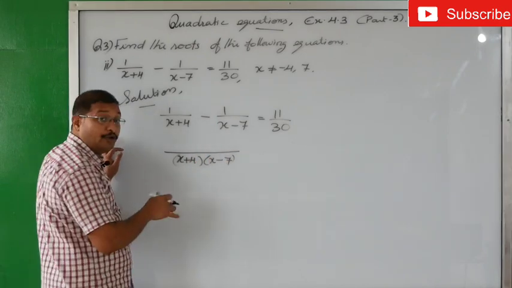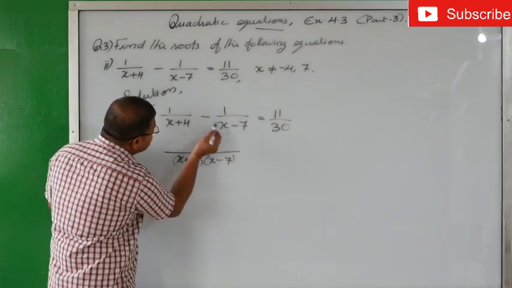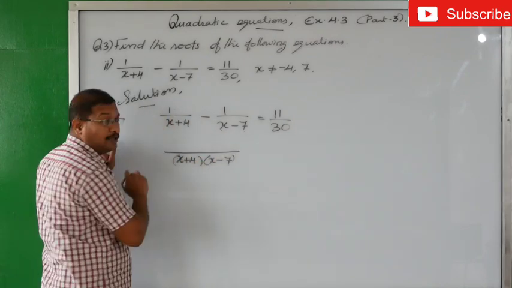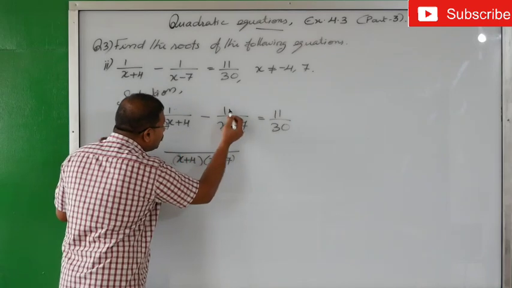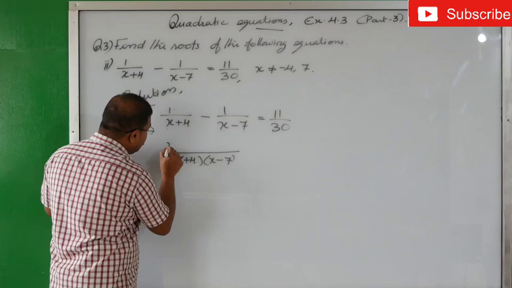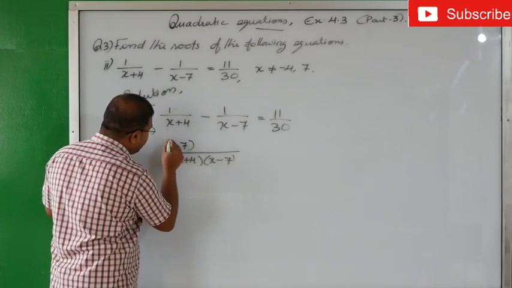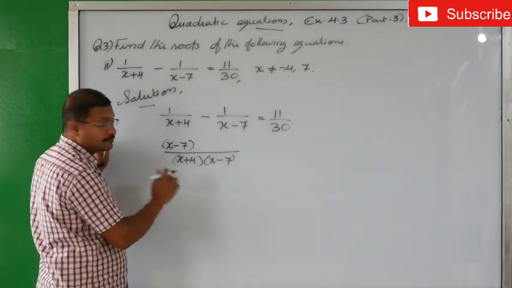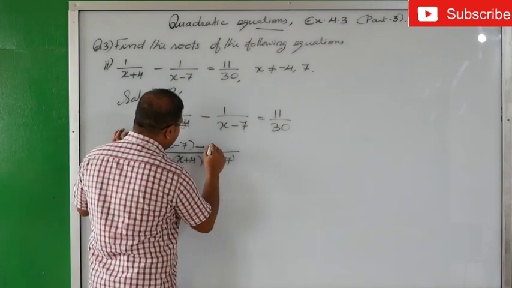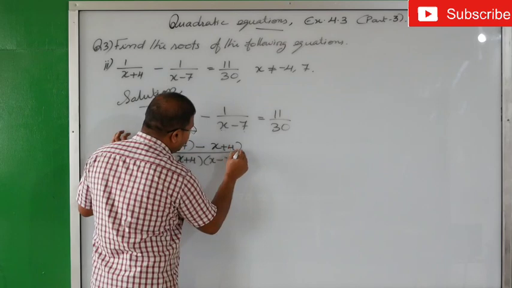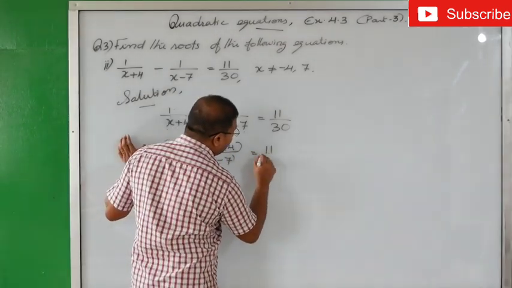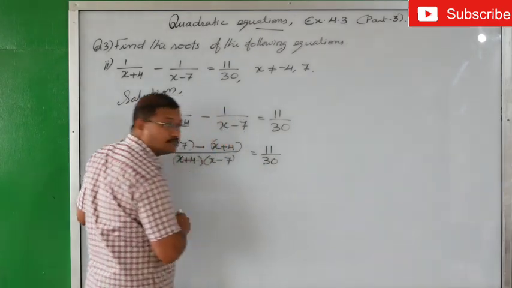Ready? Now what will you do in the numerator? This will multiply to here. That means x minus 7 will come to here and x plus 4 will go to here. That means what will you write? 1 into x minus 7, so just write x minus 7. Minus this sign, and this will go here. That means what will you write? x plus 4 equals 11 by 30. Ready?